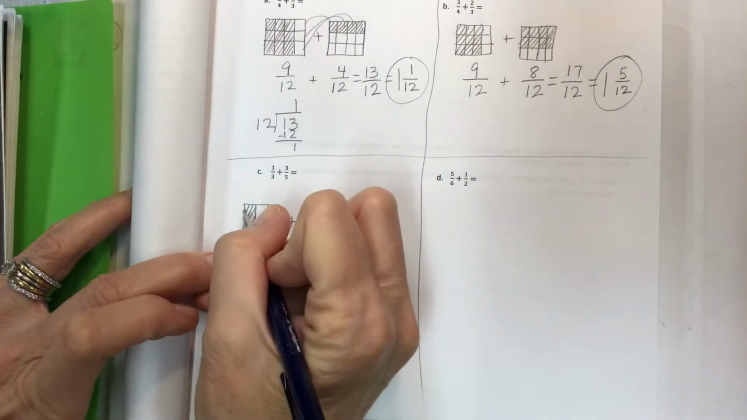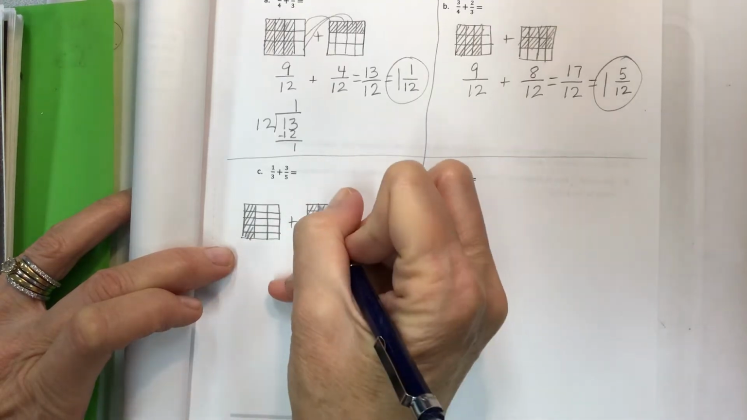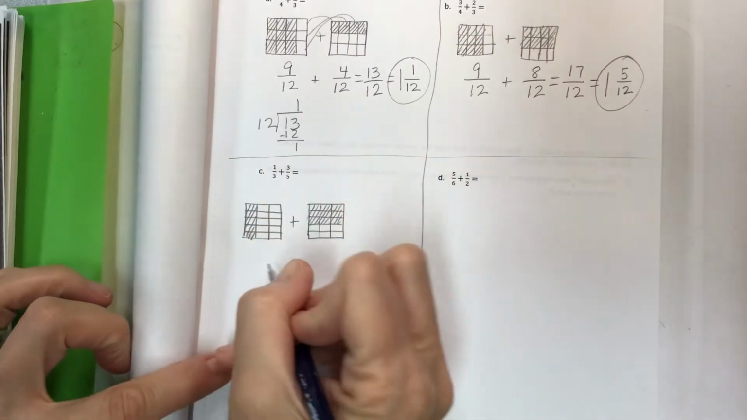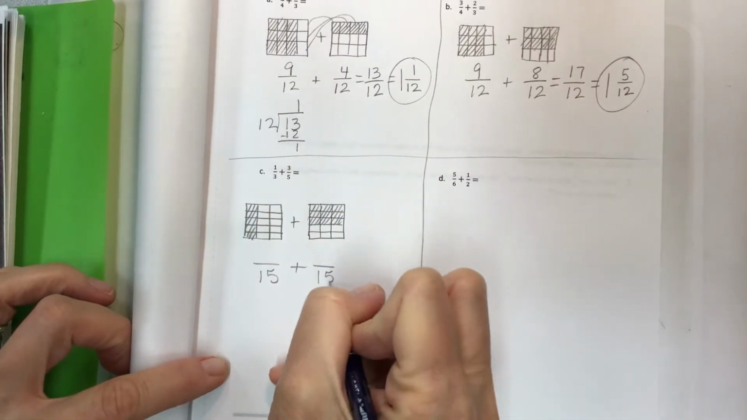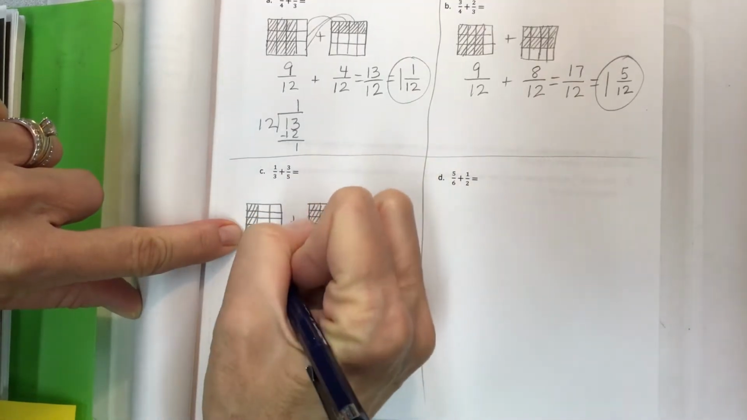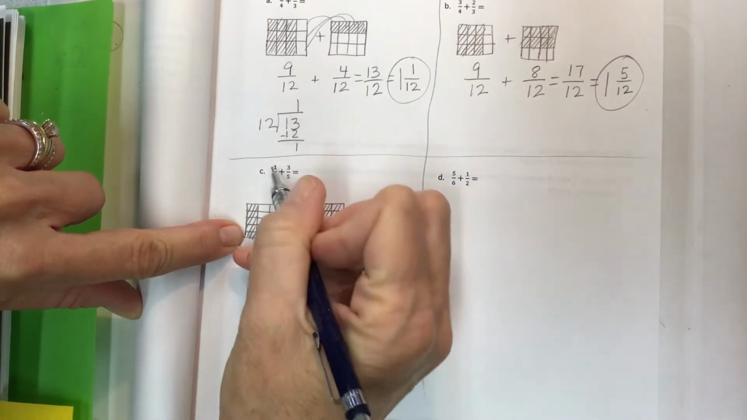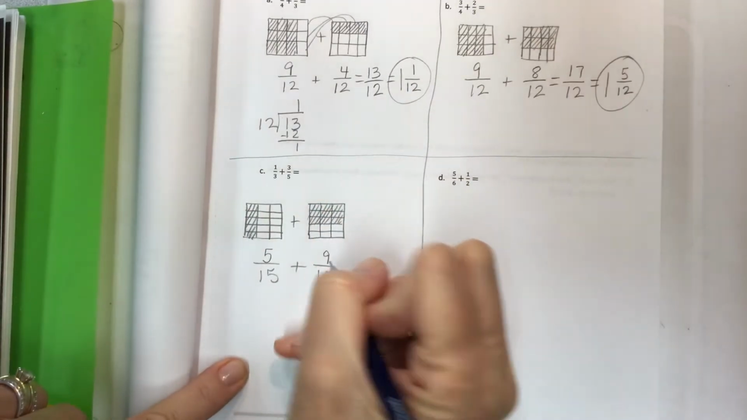Make your equivalents. Fifths here, thirds here. Okay, don't do any additional shading. 3 times 5 will give you 15. And then if you cross multiply or look, if I make fifths out of thirds, then if it was formerly 1 shaded, it's 1 times 5 and 3 times 3.